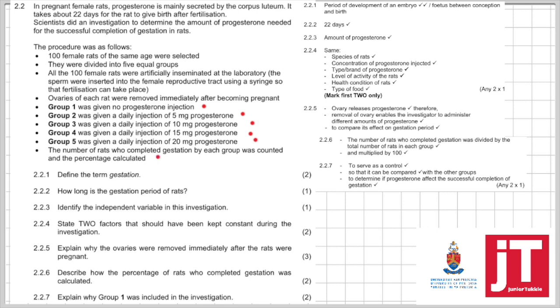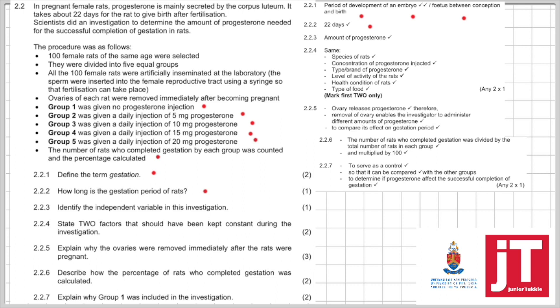2.2.1. Define the term gestation. It's the period of development of an embryo or fetus from conception till birth. 2.2.2. How long is the gestation period of rats? That's easy. That is obviously 22 days.